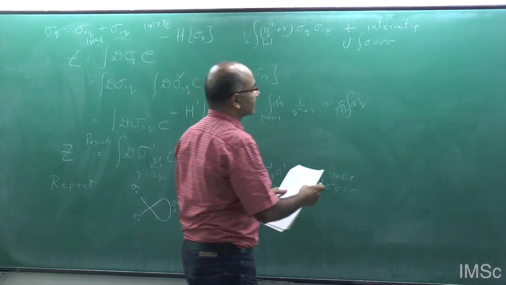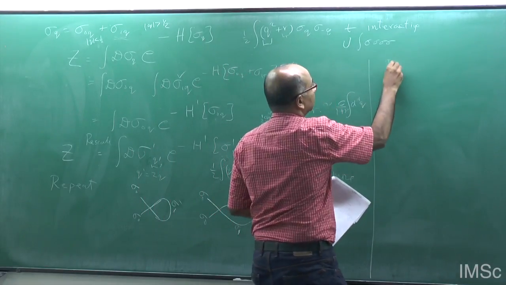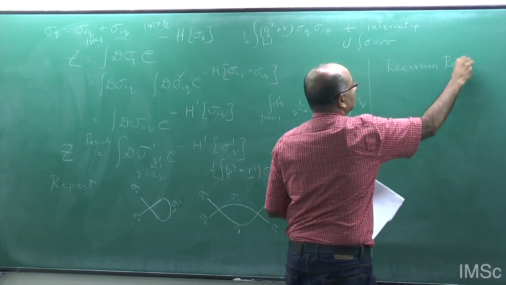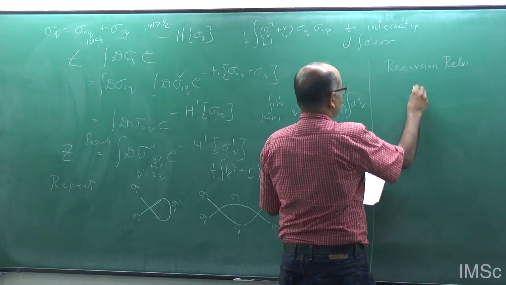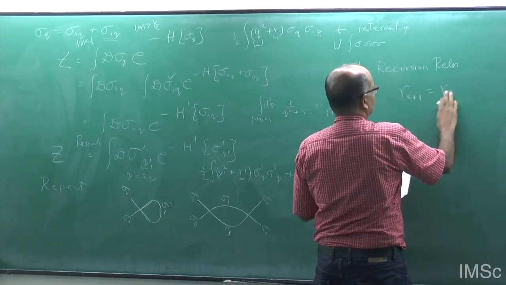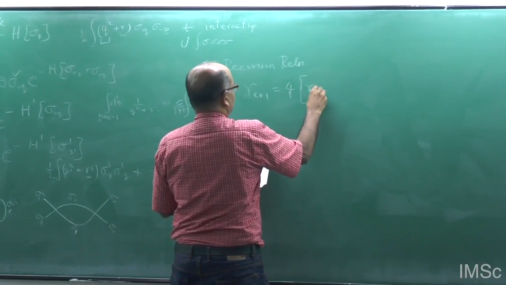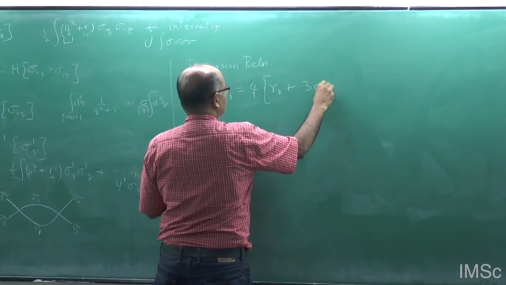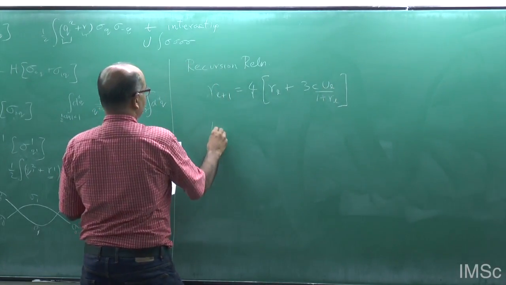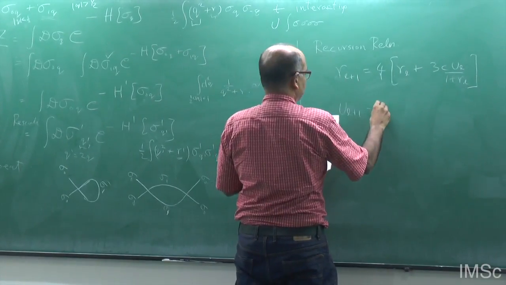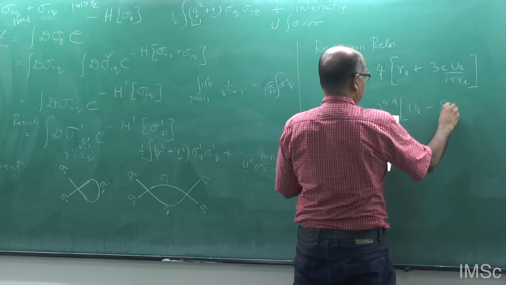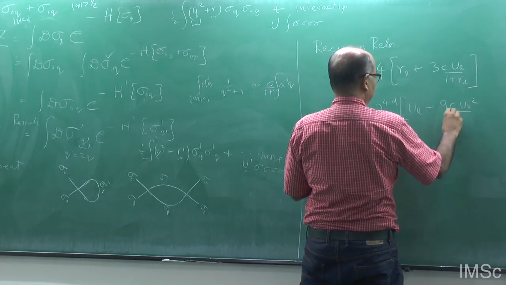So we got a recursion relation. r_{L+1} is 4 times r_L plus 3C u_L by 1 plus r_L. And u_{L+1} is 2 to the power of 4 minus d times u_L minus 9C u_L squared.